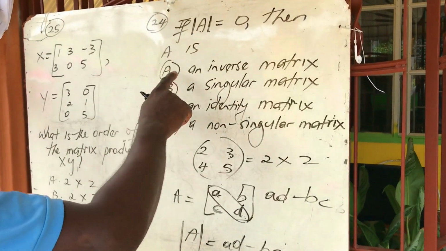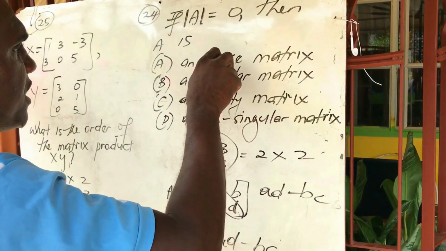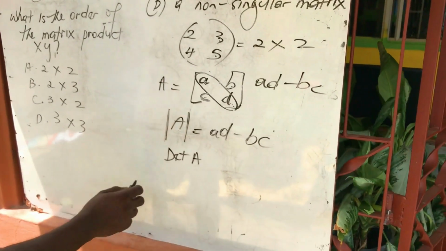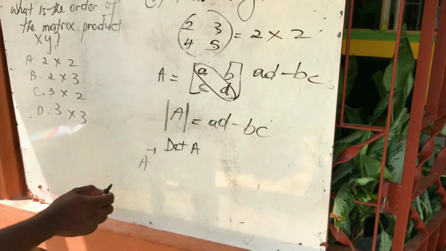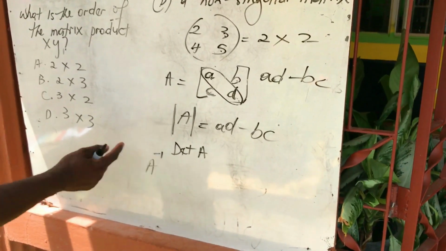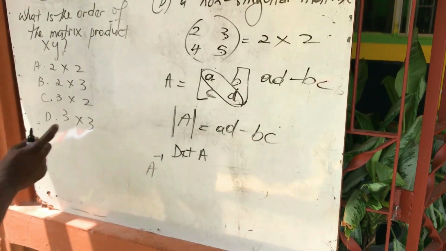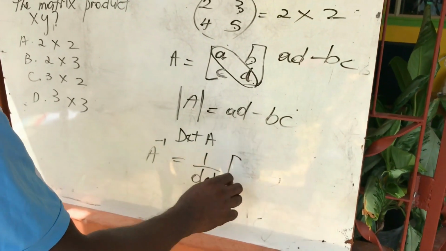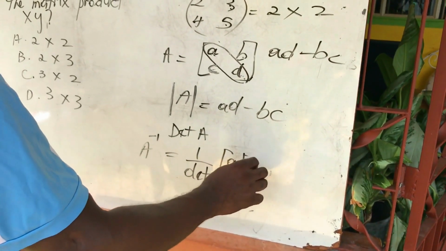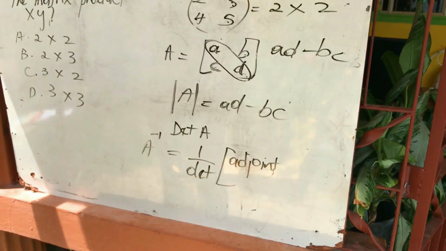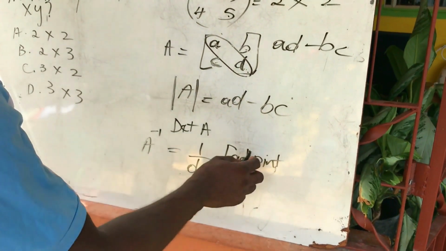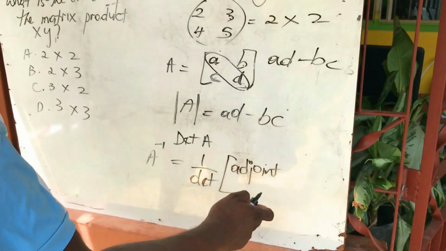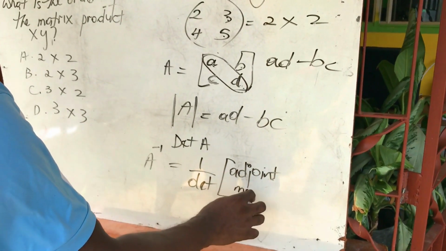Now, here we have an inverse matrix. If A is our matrix, then we write the inverse matrix as A to the power of -1. A inverse is actually 1 over the determinant times what you call the adjoint matrix. In the next video, I'll be looking at the adjoint matrix, basically with some questions.